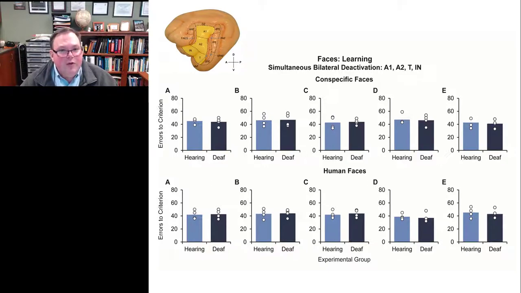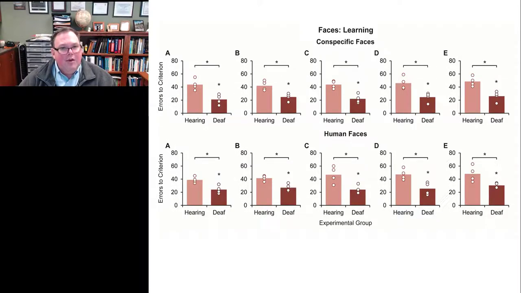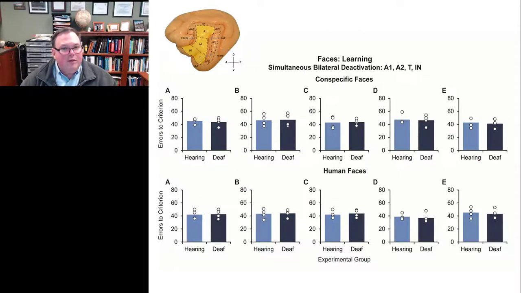Okay, so the first thing we're going to do is we're going to deactivate all four areas while the animals learn new conspecific and human face discriminations. And when we do this, what you see is that the normal pattern isn't identified any longer. And in fact, the deaf animals now have as many errors to criterion as the hearing animals. So when we deactivate all four of these sites, we see that the advantage that the deaf animals have went away. Remember, this is the advantage that the deaf animals have normally, but when we deactivate all four areas together, the advantage completely disappears. And this is obviously both for conspecific and for human faces.